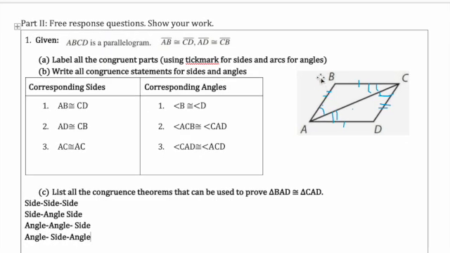Okay. It's just a matter of what you're showing as your statement and your reasons to tell which one you are going to use. Okay.